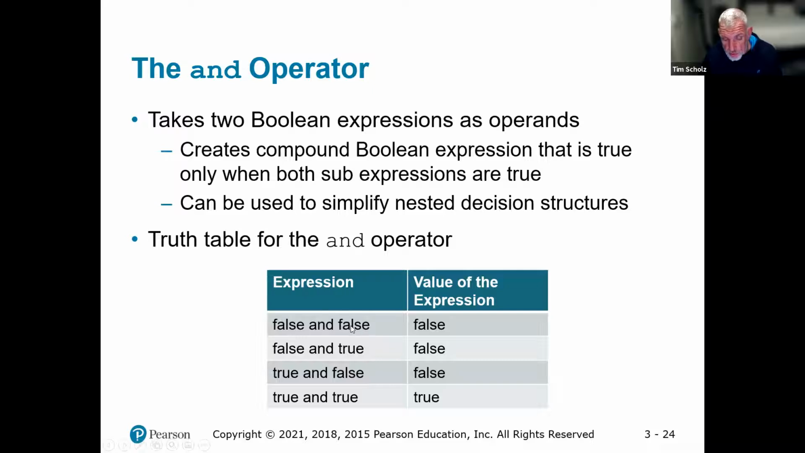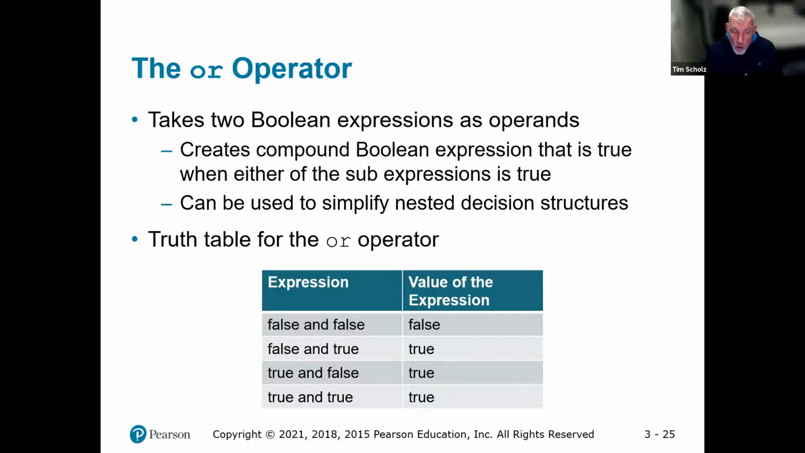So as you see in the truth table, false and false is always false. False and true is false. True and false is false. Only true and true is true. We're working with the and operator. Does that make sense?